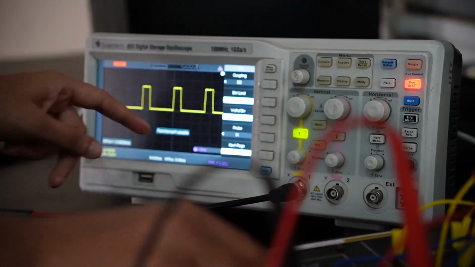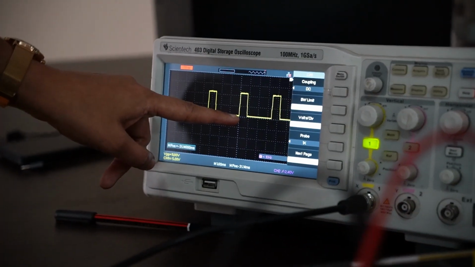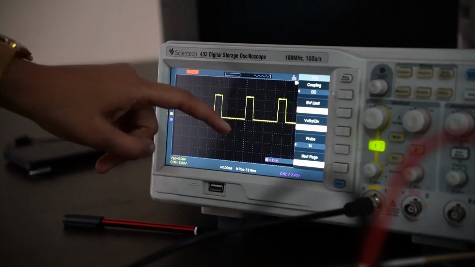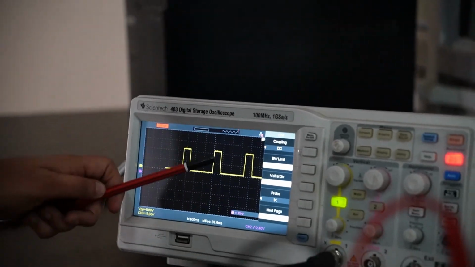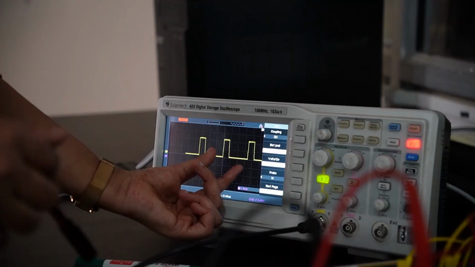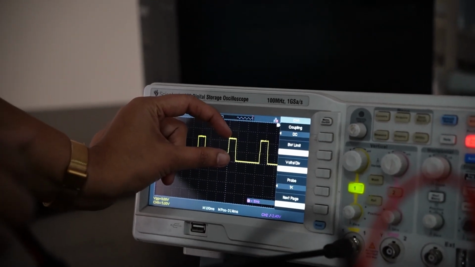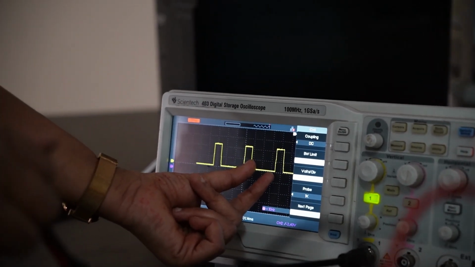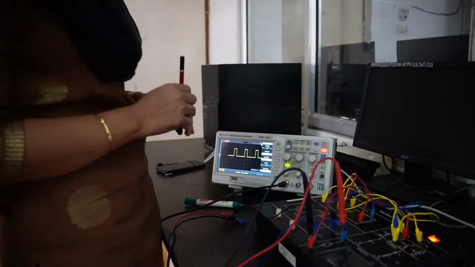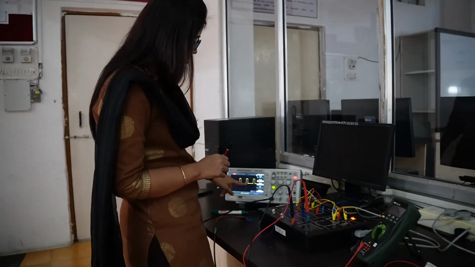You can see here, from this point the T period is starting and ending at that point. So this is called the total time period, this is called the on period, and this is called the off period. By taking just the on and total period, you can calculate the off period as well.